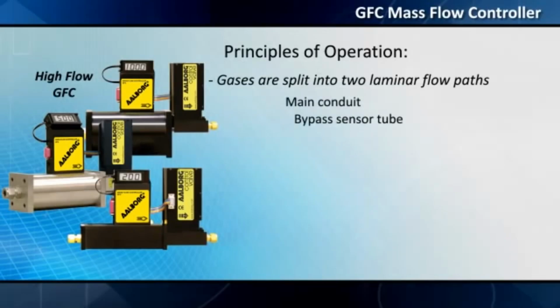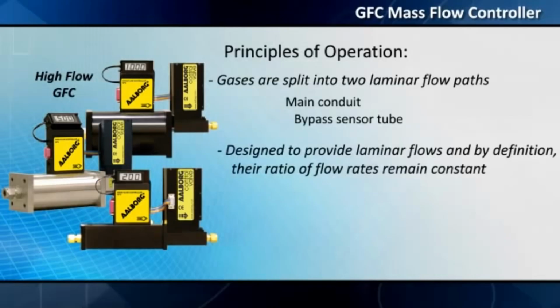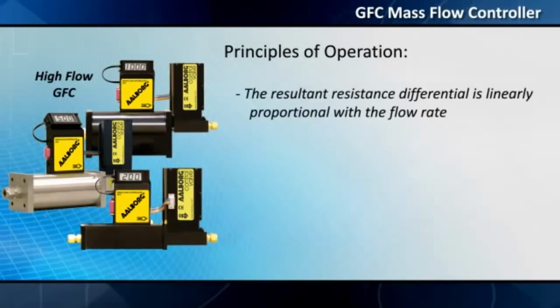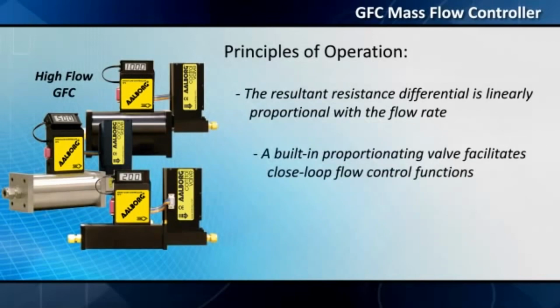Both paths are designed to provide laminar flows and, by definition, their ratio of flow rates remain constant. Resistances of heated windings on the capillary sensor tube are monitored. As heat is carried from the upstream to the downstream winding, a temperature difference is created. The resultant resistance differential is linearly proportional with the flow rate. A built-in proportionating valve facilitates closed-loop flow control functions.